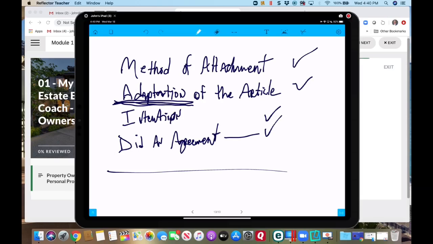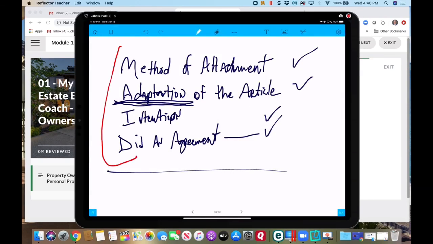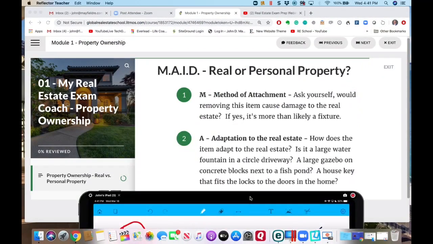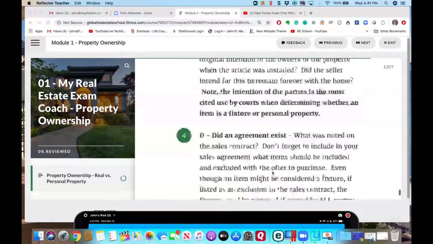Just remember this. It's the method of attachment, the adaptation of the article, intention of the parties, and did an agreement exist. My apologies for my bad handwriting, but I'm writing at an angle, okay? So keep that in mind.